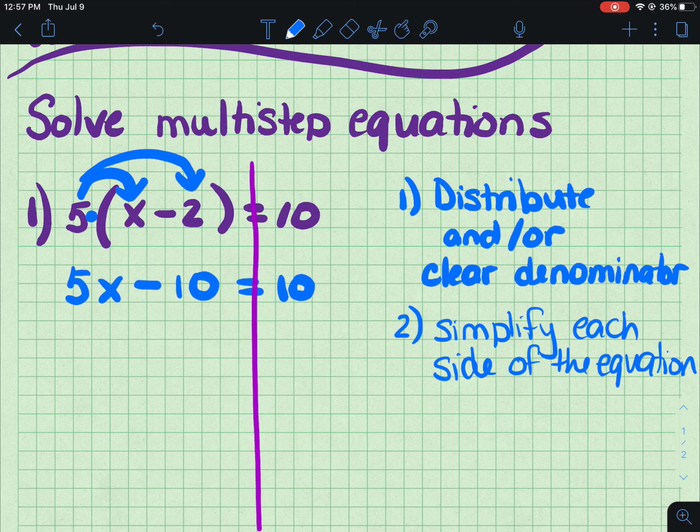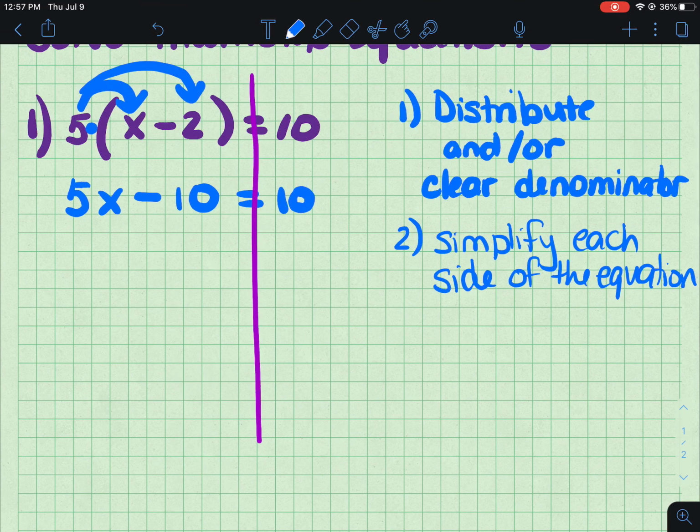All right, so I look in 5x minus 10. Well, the 5x cannot go with the 10 because there's an x on the 5 and there's no x on the 10. So we really don't know what that number is. So since we don't know what that number is, we can't combine it with 10 in any reasonable way. On the right side of the equation is just a 10. So in this problem, number 2 is already taken care of. We don't have to worry about that.